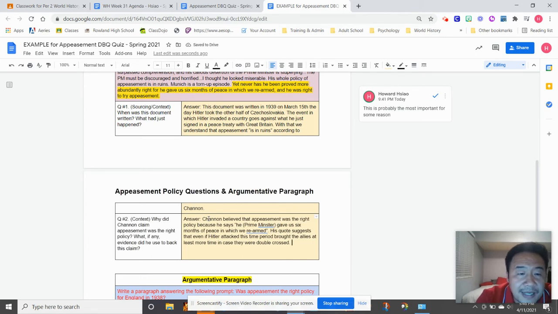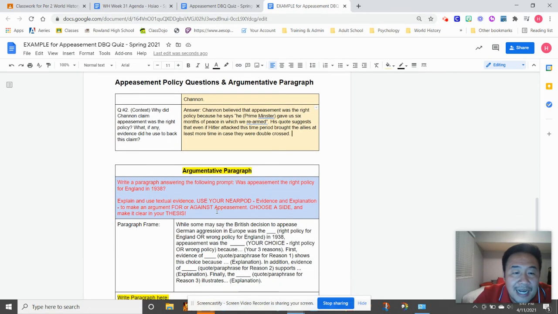So that was Channon's claim, and his evidence was that in that time, Great Britain wasn't idle. Great Britain was trying to get ready for an oncoming war. They rearmed. They used this time of peace so that they could get ready for war. And it was maybe a clever way to keep Hitler busy. And in the end, Great Britain was still able to defend its borders and its country because of that.